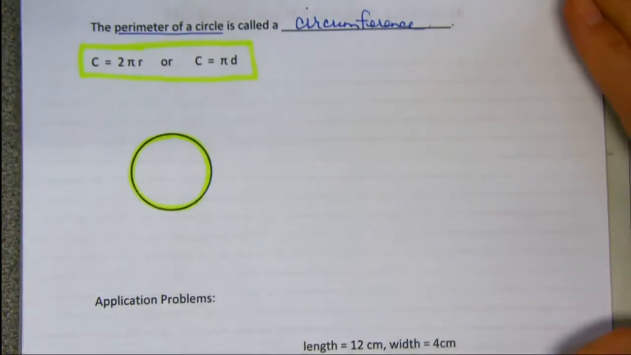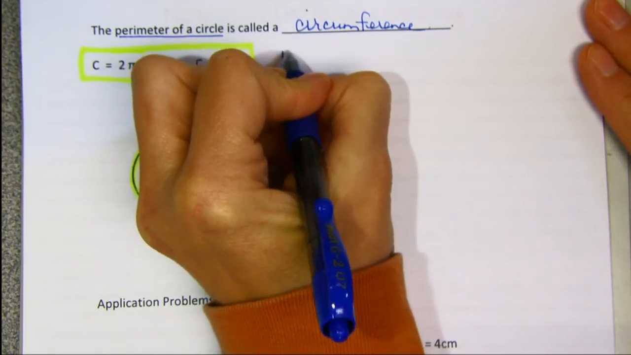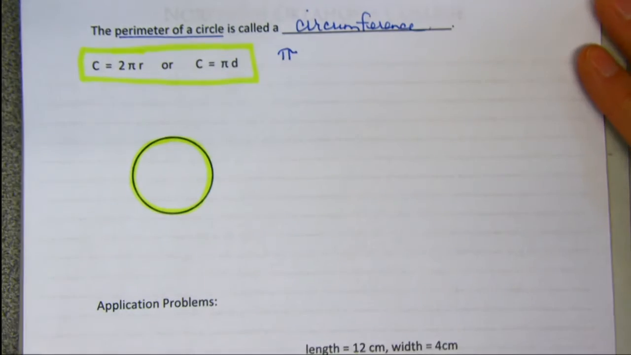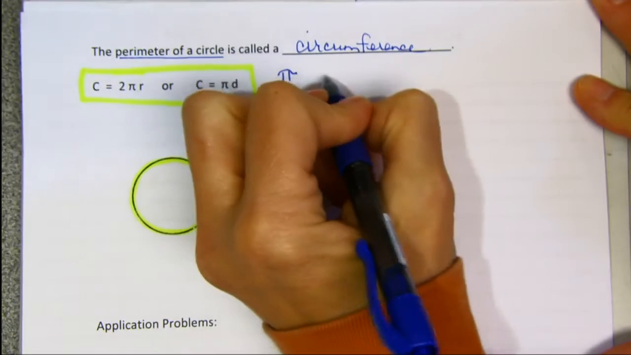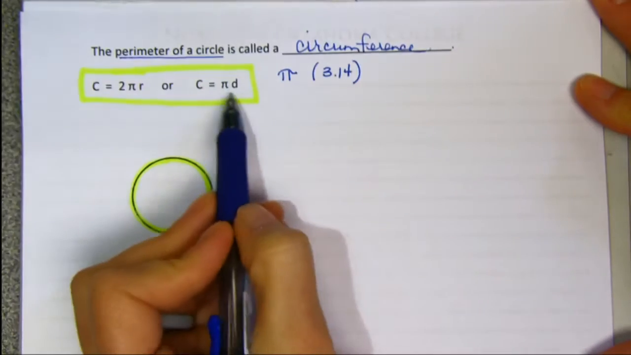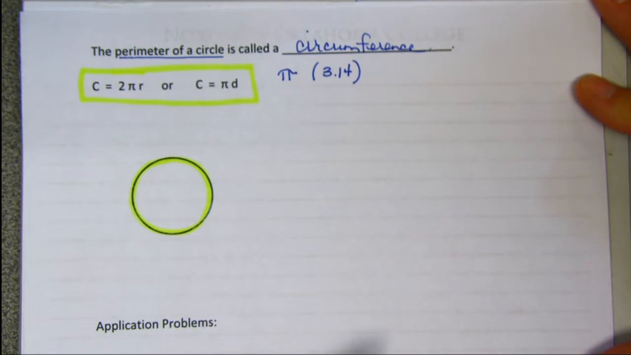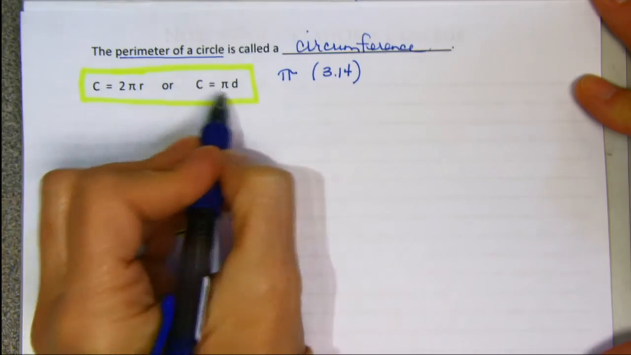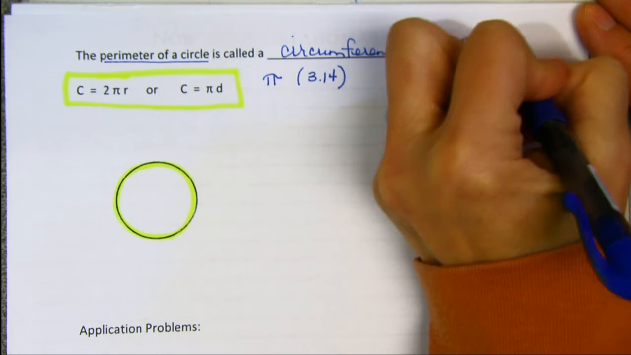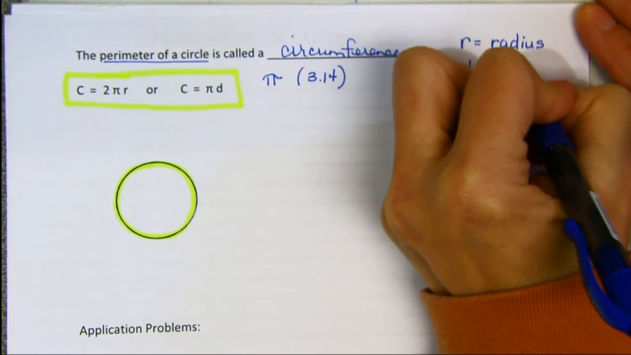Now, if you'll notice, it gives pi. All right, so you actually have a pi button on your calculator, but in WebAssign, it will have you use 3.14 in your calculation. So everywhere you see a pi, we're going to put 3.14. And then you'll see this R and you'll see this D. Okay, you need to review this. R stands for radius. D stands for diameter.